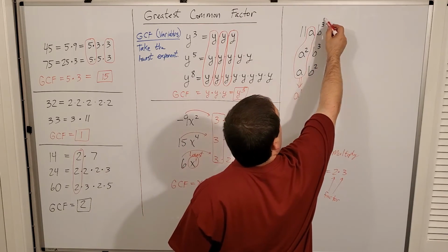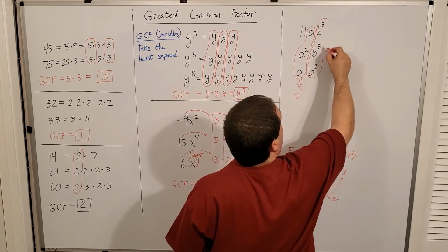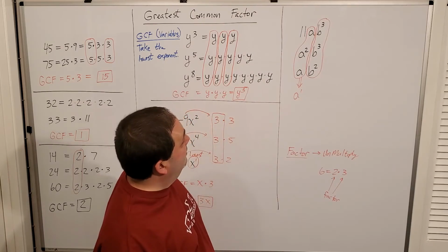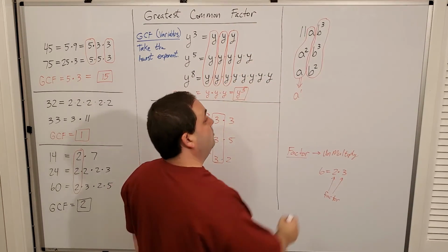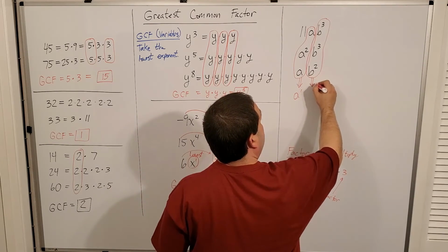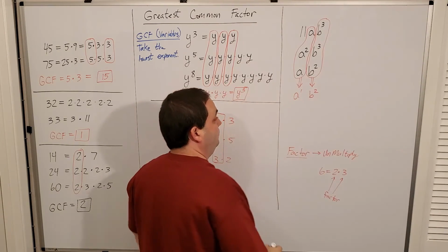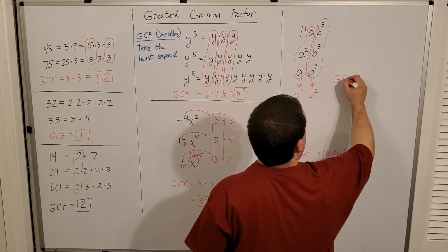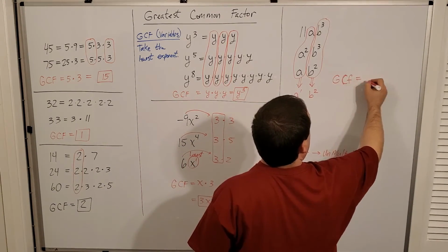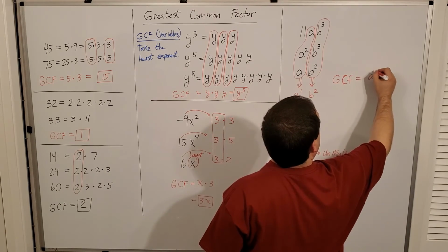And then again, I've got the B's in common, right? All of these are B's. I have B to the 3, B to the 3, B to the 2. So what's the lowest? B to the 2. Therefore, my GCF is AB squared.